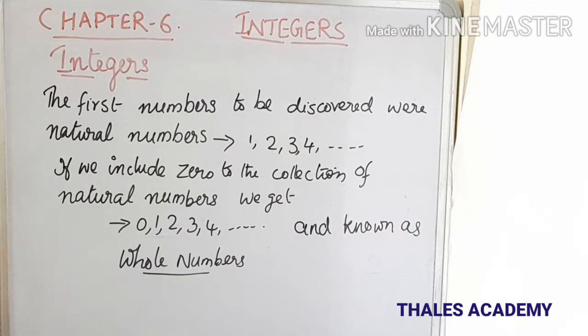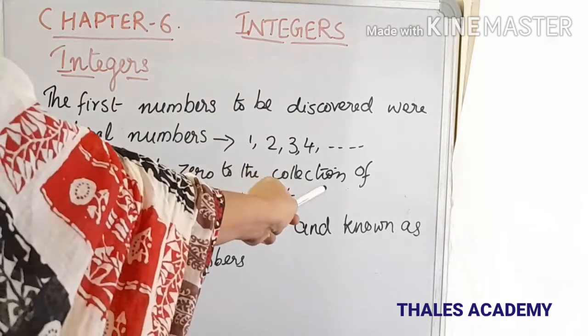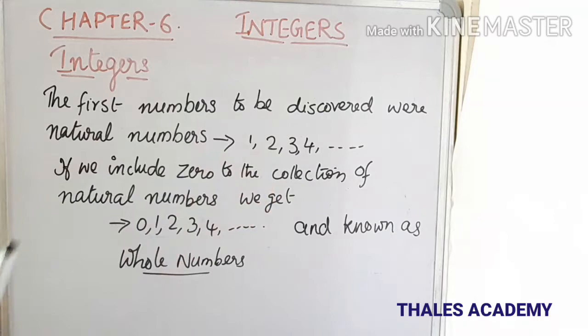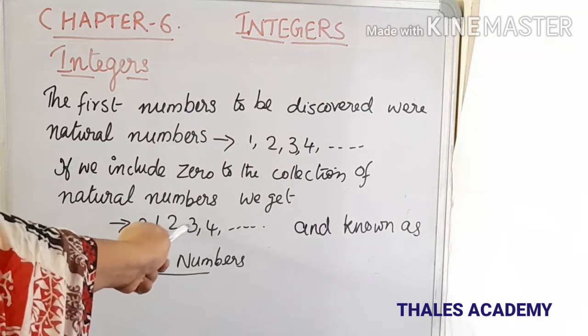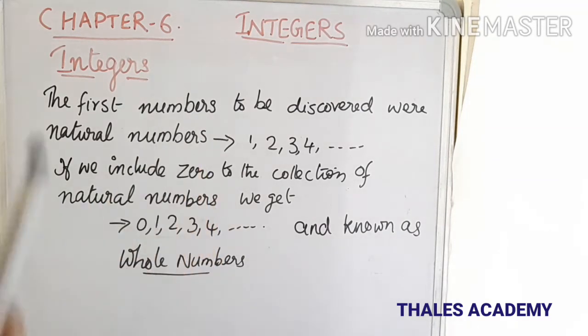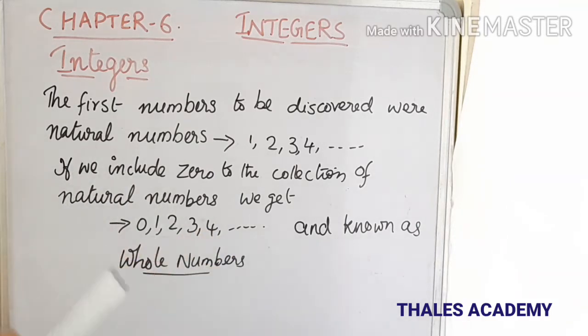up to infinity. If we include 0 to the collection of these natural numbers, we get a new collection of numbers which is known as whole numbers. That is 0, 1, 2, 3, 4, etc. up to infinity, which is known as whole numbers.